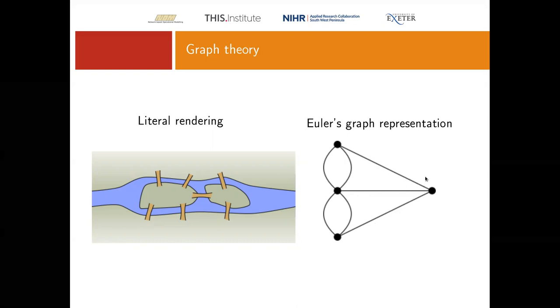And so degree is one of the first graph metrics that we're going to meet today. And that is the number of edges that intersect with a node. And one thing that we can learn from this, when the degree of all the nodes is odd, is that it is impossible to traverse each edge only once and complete the path around the network.